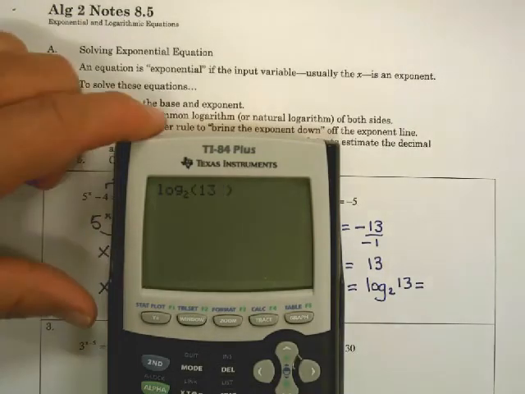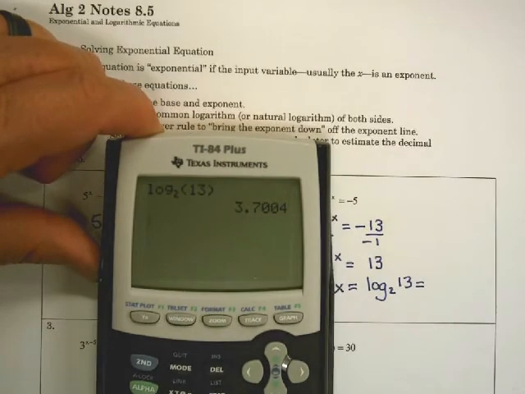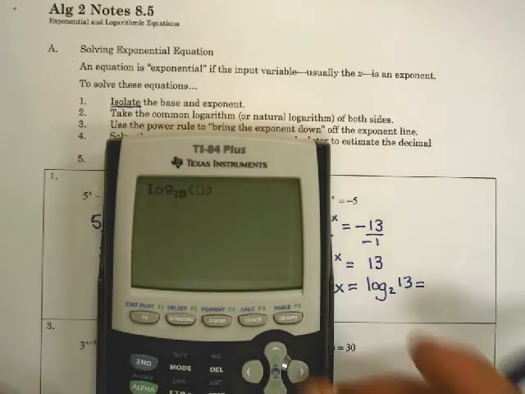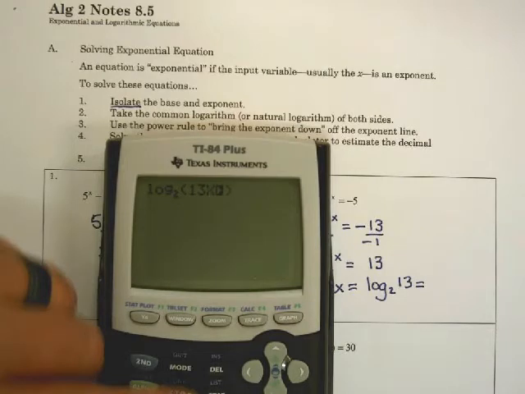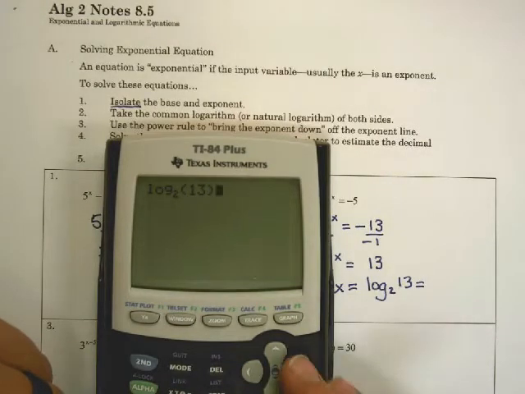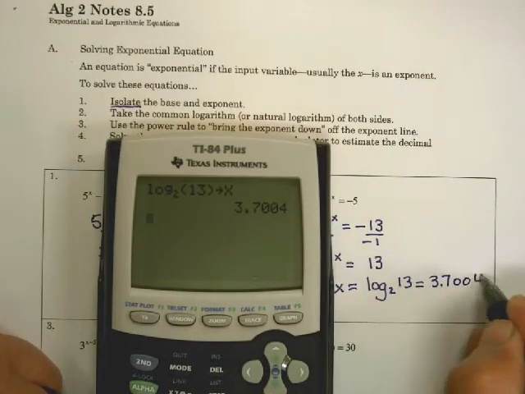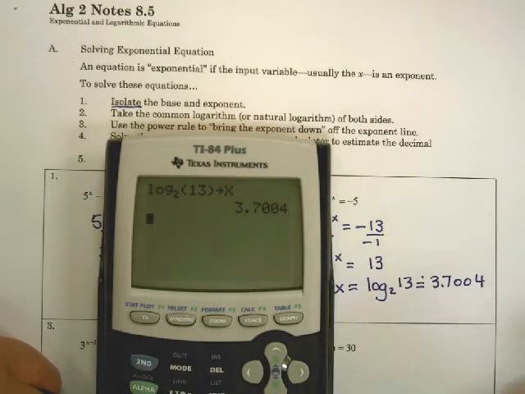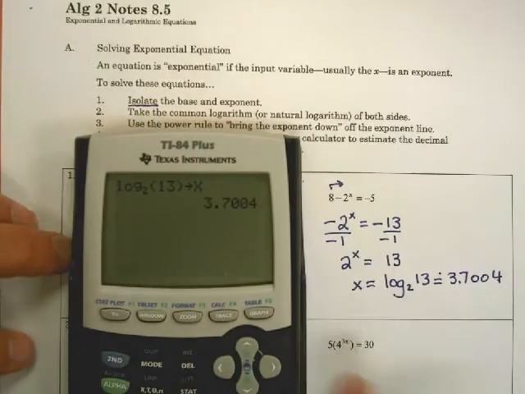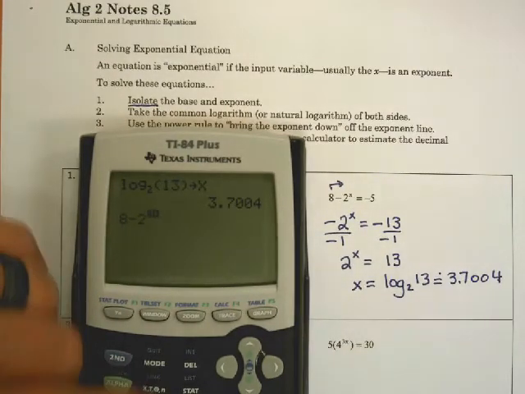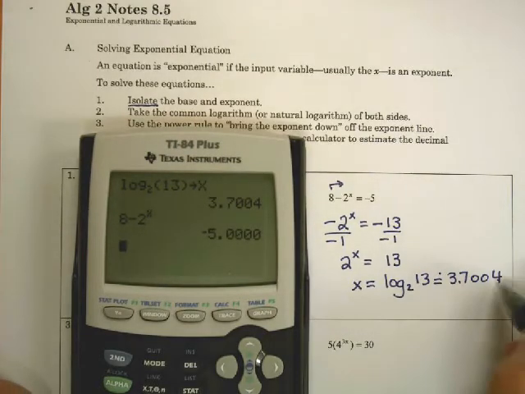2, 13. If that doesn't work, oh, I forgot I was going to store that at the same time, so let's do that again. Math, alpha, math, 2 and 13, and I'll hit the store for x. The store for x option not only displays the rounded answer, but it sets it up as being already stored for x, so we can check it. So 8 minus 2 to the x gives -5. So that's a legitimate answer.